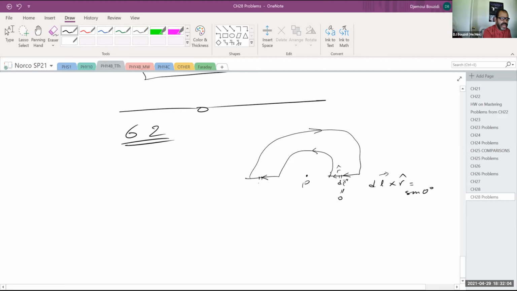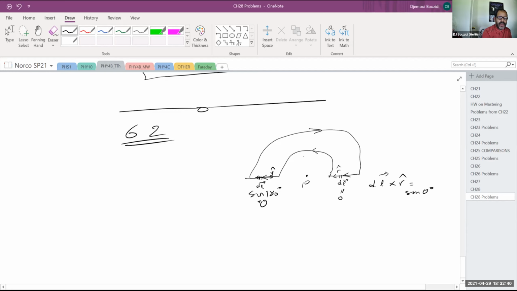This point in here, the dL actually is in this direction. The r hat is in the opposite direction. It's toward the point P, which is right in there. So in this case, it's going to be involving a sine of 180 degrees, which is going to be a 0. It's 0.